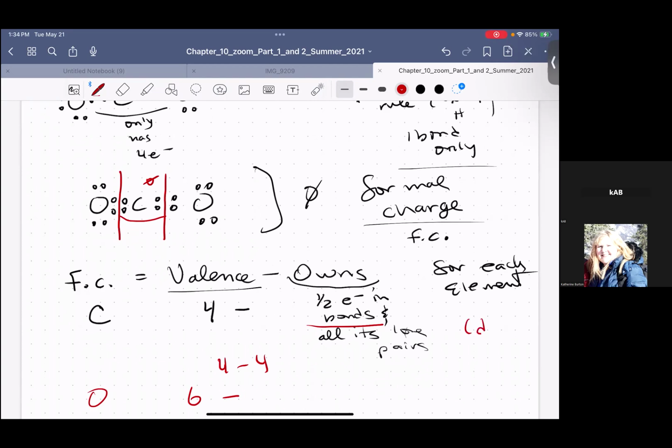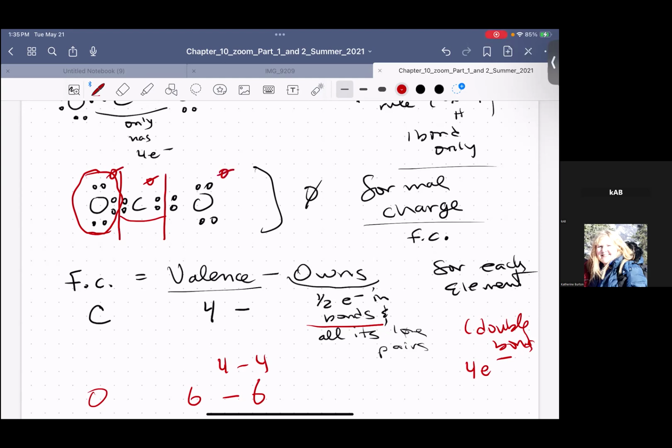Please note we have double bonds, which means that we have 4 electrons. If we divide that by 2, that's going to be 2. And then we look at how many lone pairs it has. It has 2 lone pairs for another 4 electrons. So if we look at this, it has a total of 6 that it owns for a 0 formal charge.